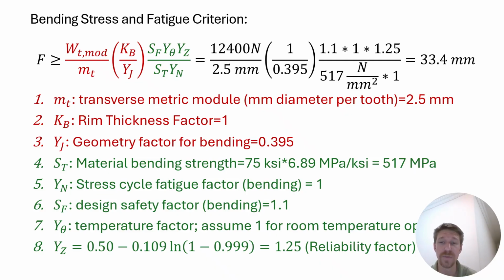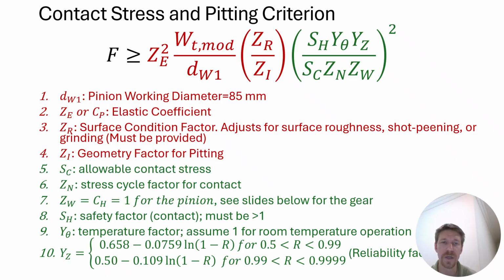We're not done yet because we need to do the same analysis with the other failure mode, which would be contact stress. And let's see if it's worse or better. So the contact stress and pitting criterion solved for face width is shown here. Again, we know things about our gear like the pinion working diameter. That's just the diameter of the pinion. And we know the W sub T modified. I believe in the previous slide that was 12.4 kilonewtons. So we can fill that in, but we have these other variables that we need to go get or calculate.